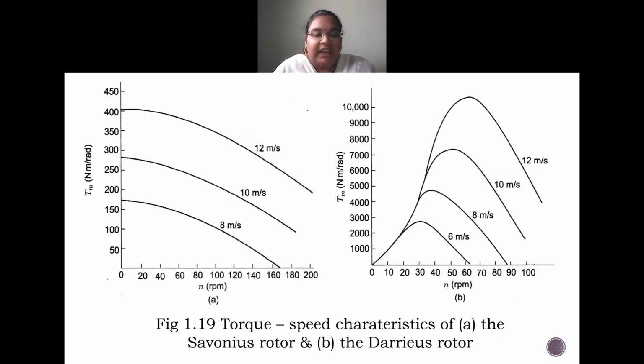As we have seen in the case of the Savonius rotor, there is a starting torque, but it is getting reduced as the speed of the turbine goes on increasing. So this cannot be used for electrical power generation.